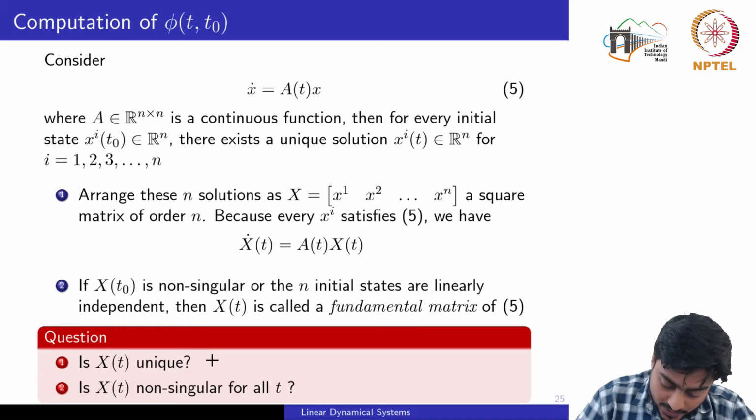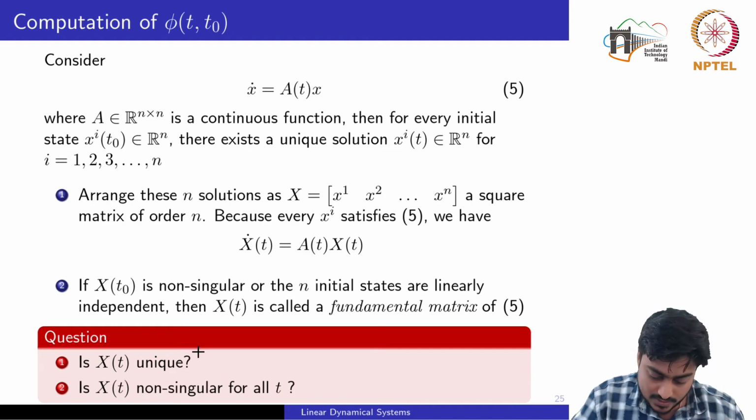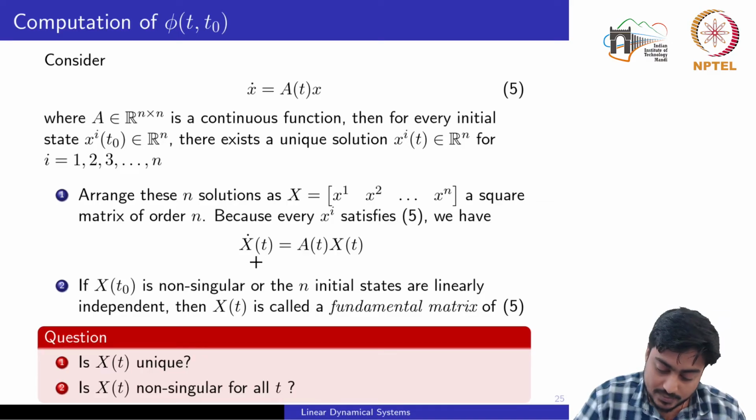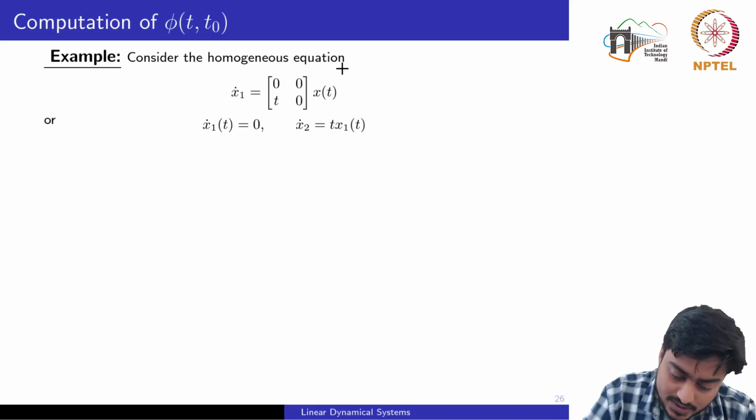Now the uniqueness property is straightforward. Why? We will come on to these questions later on, but first we will see one simple example which demonstrates the computation of this fundamental matrix. Let's say we have this homogeneous equation where this is the A matrix.